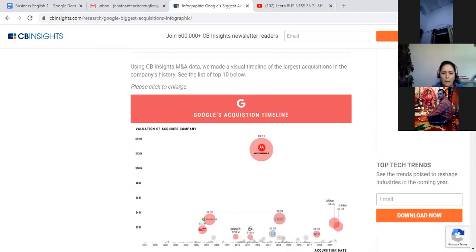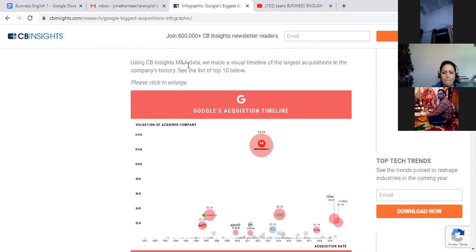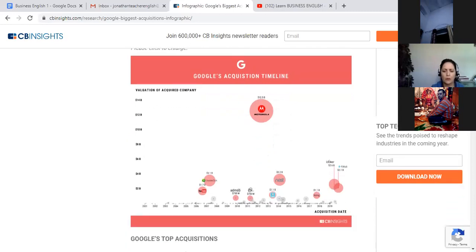Here is the infographic. Using the data, we made a visual timeline of the largest acquisitions in the company's history. See the top 10 below.